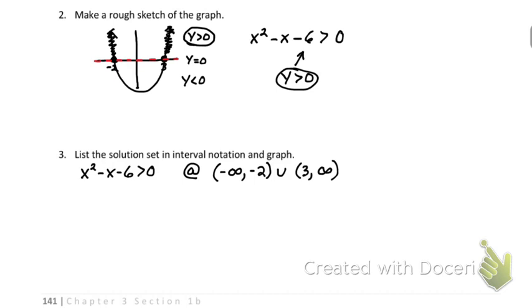Let's do another one really quick while we have this up here. I'm going to ask a different question. What if I would have said x squared minus x minus 6 is less than or equal to 0? What would the solution to that one be? If I ask, when is it less than or equal to 0, what is my solution to that one? Grant? -2 to 3 with brackets around.